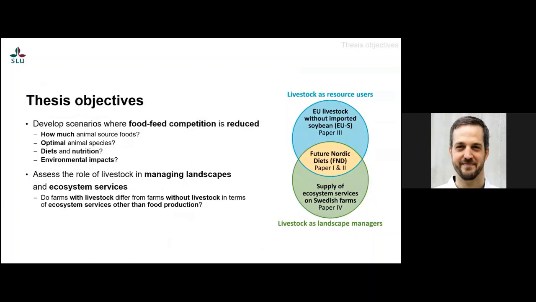A second objective was to assess the role of livestock in managing landscapes and ecosystem services. And more specifically, I asked the question, do farms with livestock differ from farms without livestock in terms of ecosystem services other than the direct production of food? And these objectives were pursued in 4 papers that to a varying degree focus on the role of livestock as resource users and landscape managers.